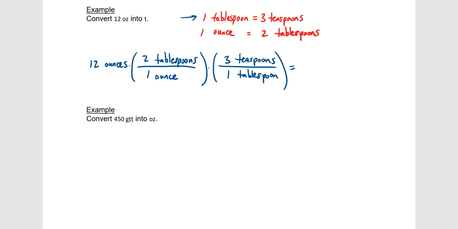Okay, so when we multiply these, the ounces cancel, the tablespoons cancel, we're left with teaspoons. And notice once again that we have only 1s in the denominator, so we don't even have to worry about that. So we multiply 12 times 2 times 3, and we end up with 72 teaspoons.